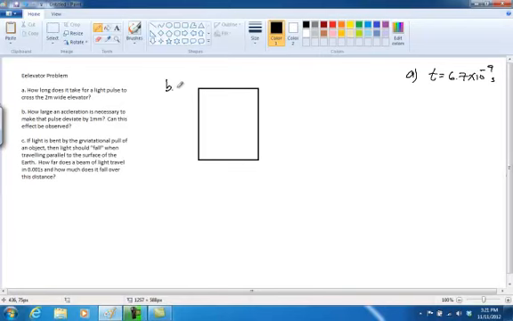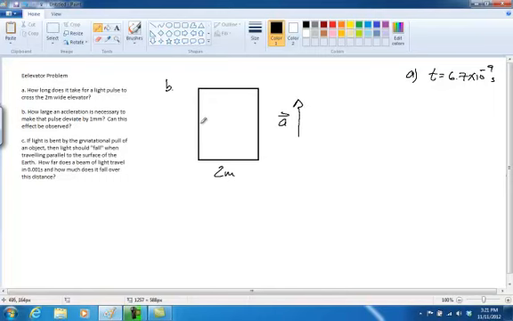Part B of this problem says, how large an acceleration is necessary to make that pulse deviate by 1 millimeter? Can this effect be observed? So if we take the same pulse of light and we send it across the same elevator, which has a distance of 2 meters, if we accelerate that elevator in the up direction, and if we're watching this from outside this frame, then we should be able to observe the light bend.